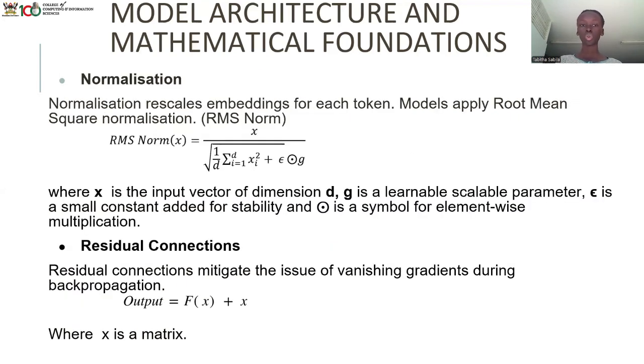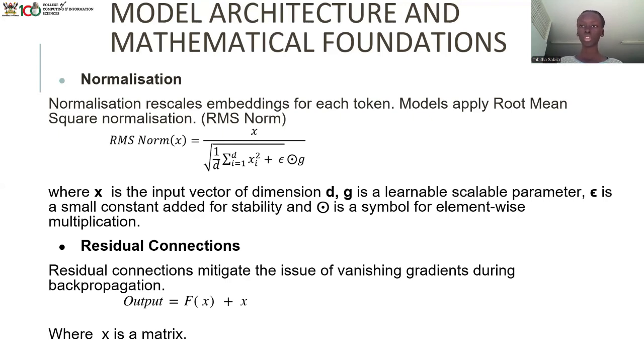We have normalization applied to our matrix. The purpose of normalization is to rescale the embeddings for each token in order to promote stability during training, and all models apply root mean square normalization. We also have residual connections applied in each of the model architectures in order to mitigate the issue of vanishing gradients during backpropagation.